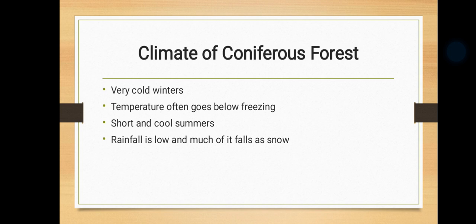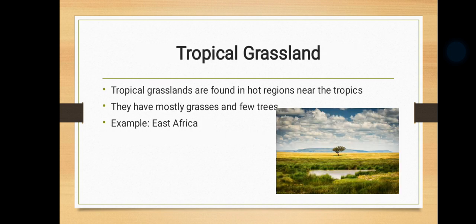Okay. The next one is tropical grassland. It is our third type of natural vegetation. So the tropical grassland. These grasslands are found in hot regions near the tropics. They mostly have grasses and only a few trees. Famous example of tropical grassland is found in East Africa.